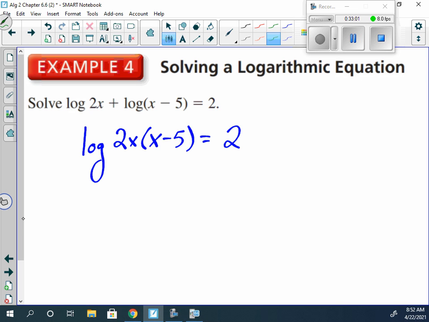And this is kind of why it's helpful, because if I have 2 of them being added together, I can rewrite it as a single one, which is easier to work with, because now I can put both sides to the base of 10.